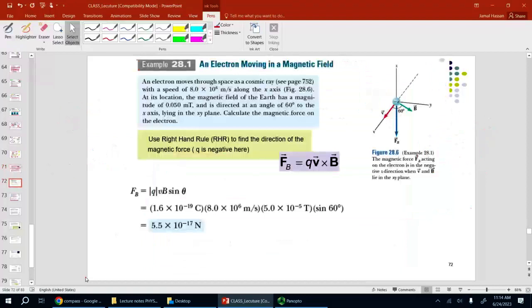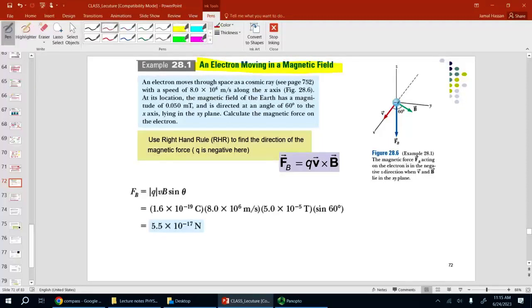So one easy example here: an electron moving inside a magnetic field. Remember, this time it is an electron. So when we use the right-hand rule, we need to reverse the direction of the force because the electron is a negative charge. An electron moves through space as a cosmic ray with a speed equal to 8 million meters per second. The figure is shown. So let's look at the figure.